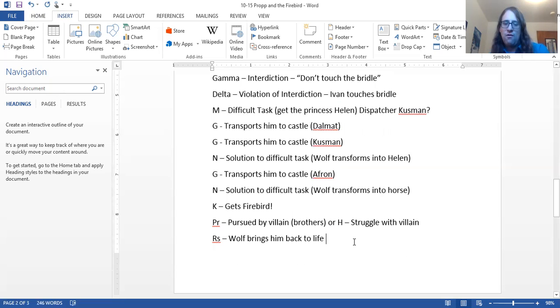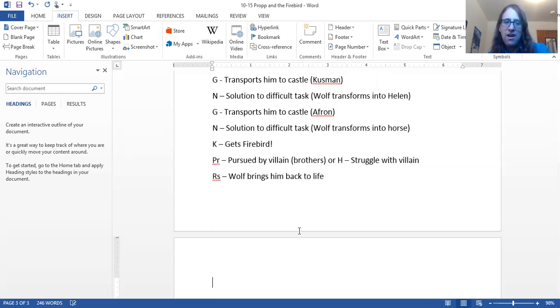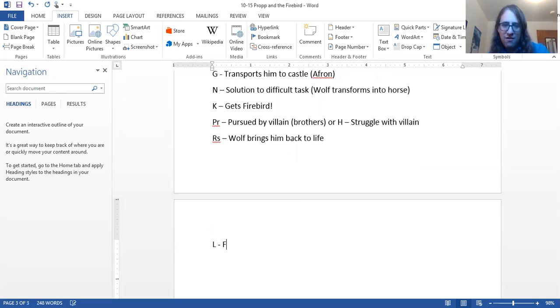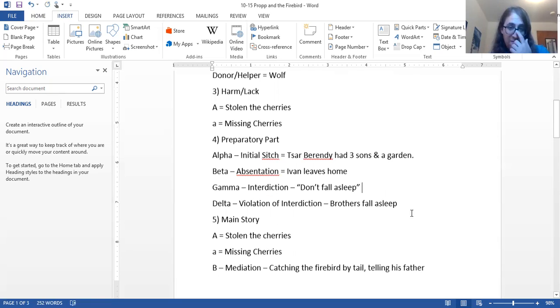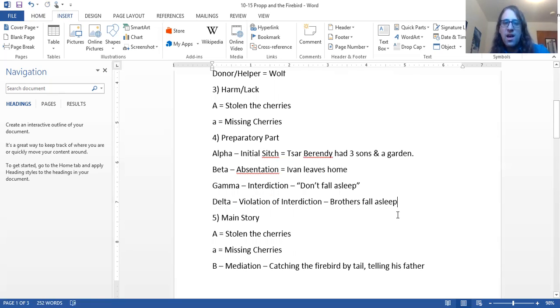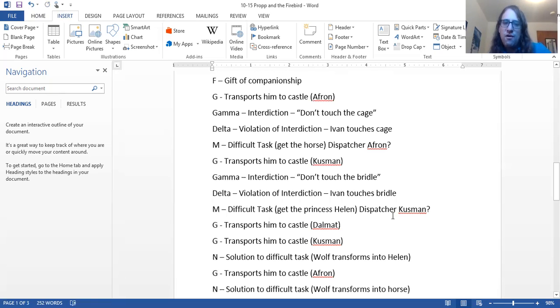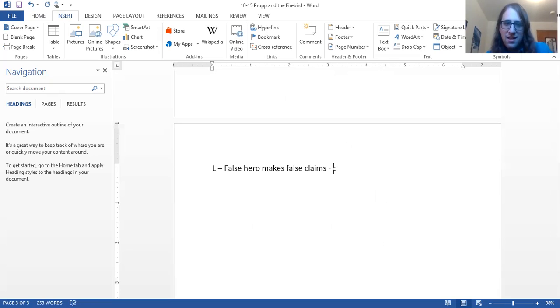We could do this in a few different orders here, but let's put the pursuit and the rescuing together, and then also mention that the brothers are being classic false heroes, making false claims. Now we could put this up here too in the interdiction phase back in the preparatory part because the brothers fail. That'd be an option, but I'm going to leave it out just to focus on having it here. They're claiming they did it, and taking the stuff from Ivan.